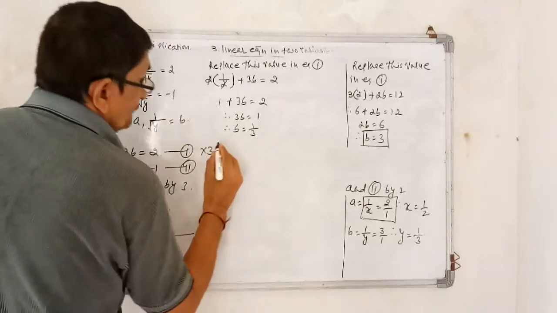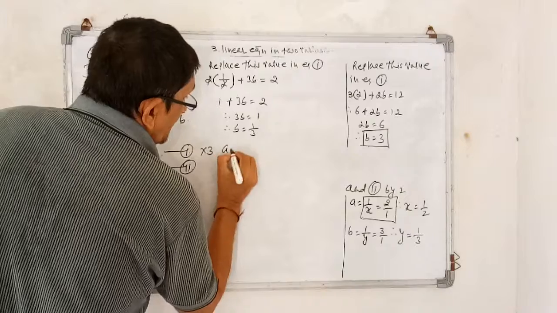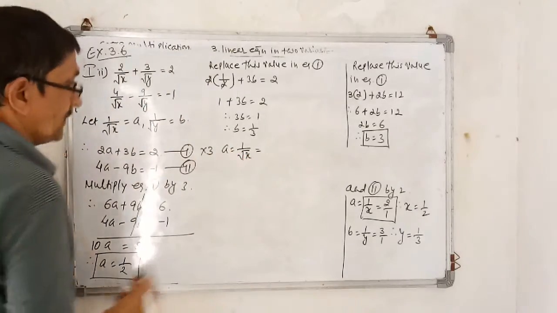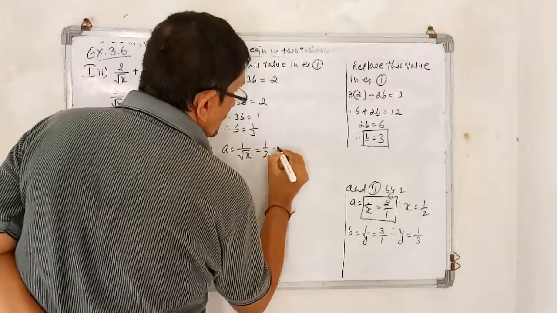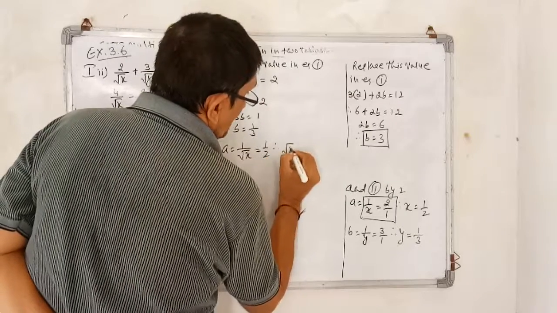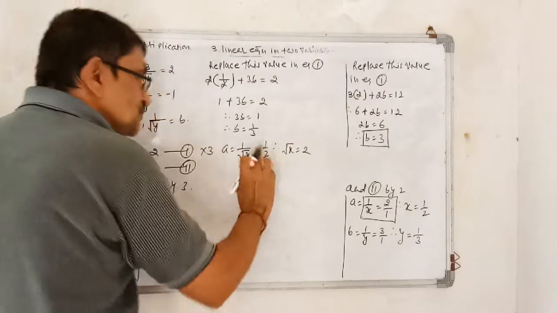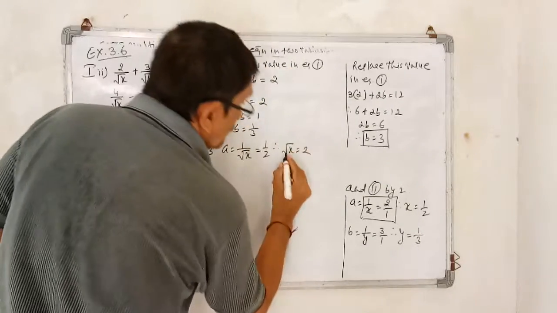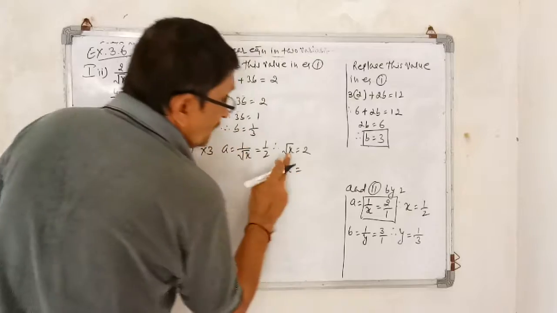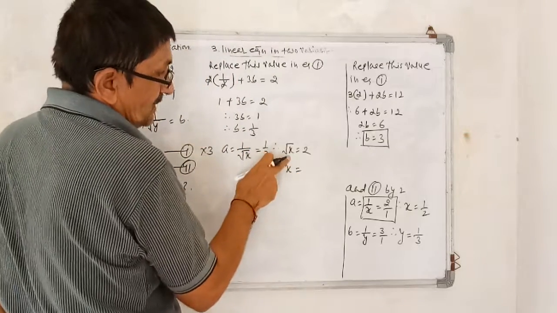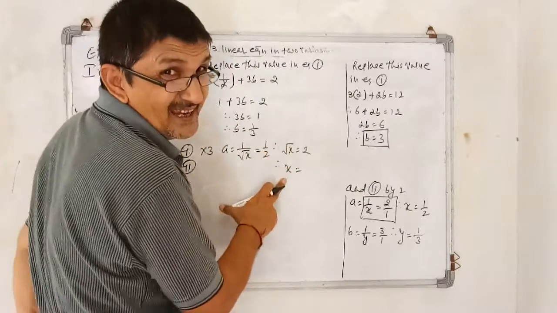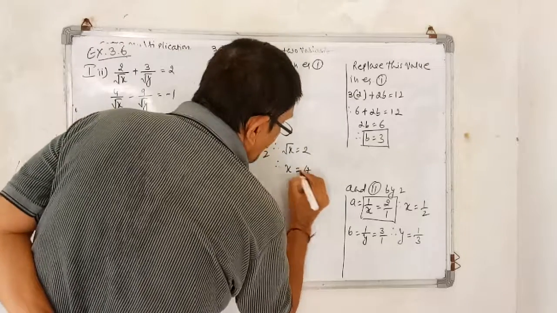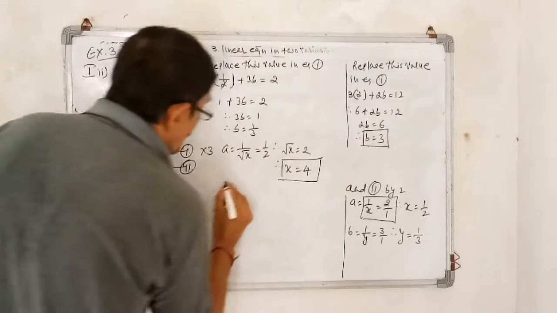Now a is equal to 1 upon root x. And what is the answer of a? 1 upon 2. So therefore root x is equal to 2. Both are inversed. So root x is equal to 2. So therefore we are making a square. From root x we require x. So we are squaring this side, so we have to square on the other side also. So x is equal to 4.